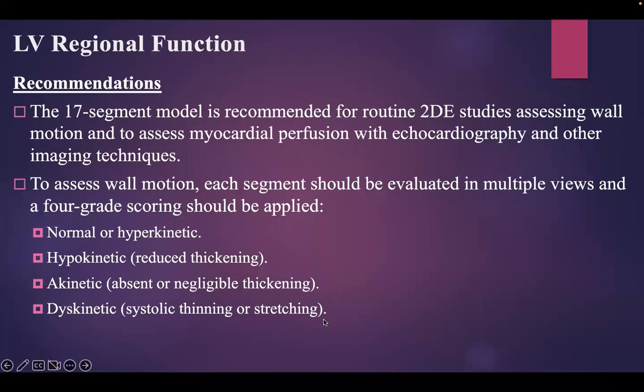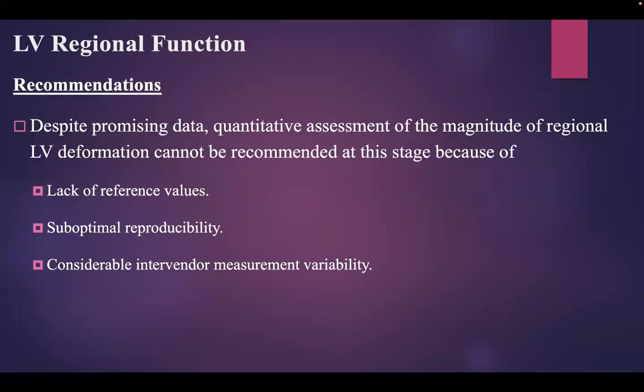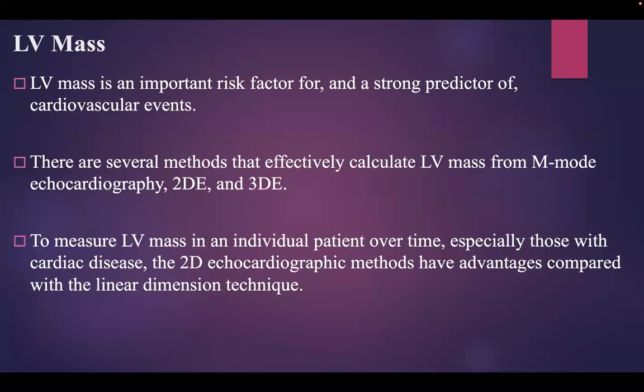So the recommendations for LV regional function is to use the 17 segment model and to assess the wall segment in multiple views, and use the grading scoring system and label them appropriately, and give a descriptive finding of the wall motion abnormality. Again, here a word of caution: the speckle tracking echo or the strain imaging should not be used for regional LV function assessment, because it is still not recommended because of the lack of reference values, and again suboptimal reproducibility.